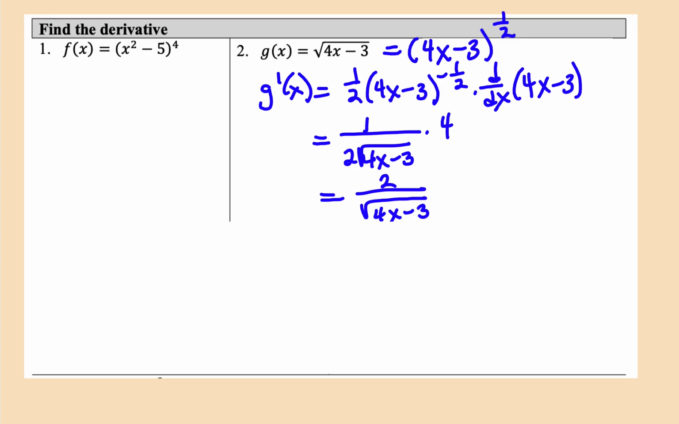And here's the answer. Notice I had a -1 power times the derivative of the inside. Now whenever I have a negative power, I like to bring it down into the denominator so that it's no longer negative, and that is now a square root, and the derivative of this is 4. Did a little cleaning up and got that answer.